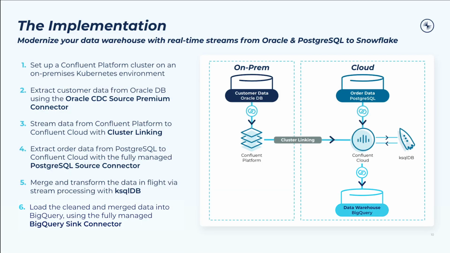Finally, we'll load the cleaned and merged data into BigQuery using the fully managed BigQuery sink connector, where the data science team can do their thing, like creating real-time promotional recommendations. We're going to do all of that with some sample customer and order data. At the end of this session, we'll have run through everything you'll need to be prepared for your data warehouse modernization journey. And with that, let's look at this step by step.